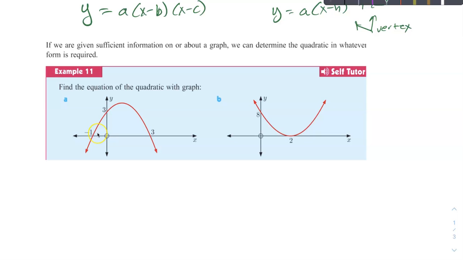So notice how we have x-intercepts here. I have -1 and 3. So what we're going to do is write down the general formula, and we're going to plug in what we know. My x-intercepts are -1 and 3. So we have this equation.